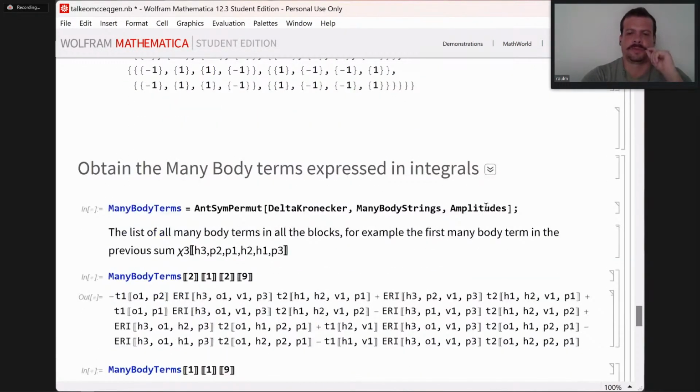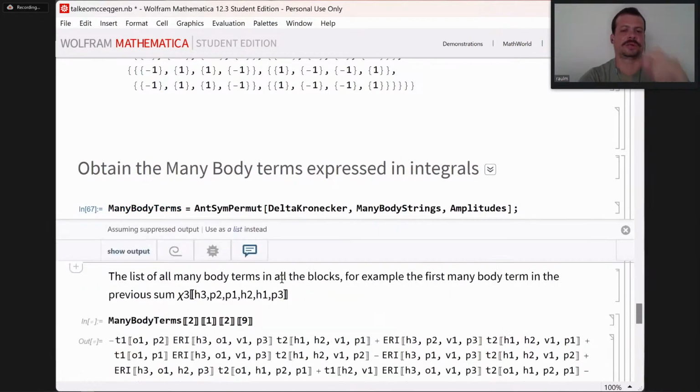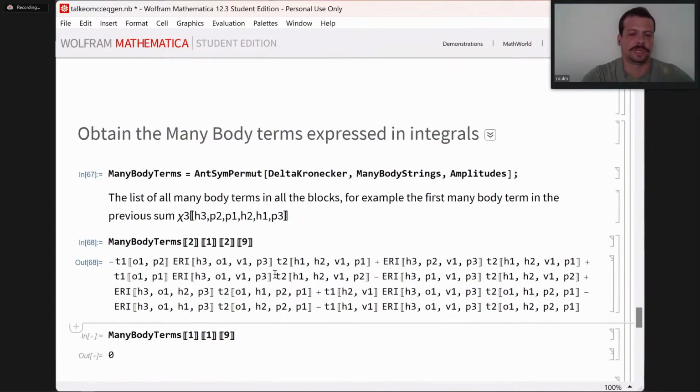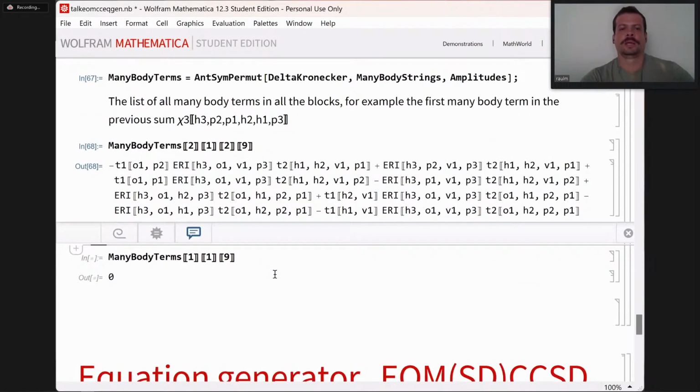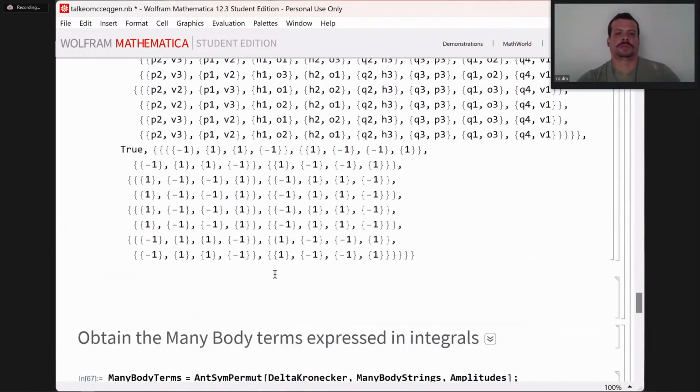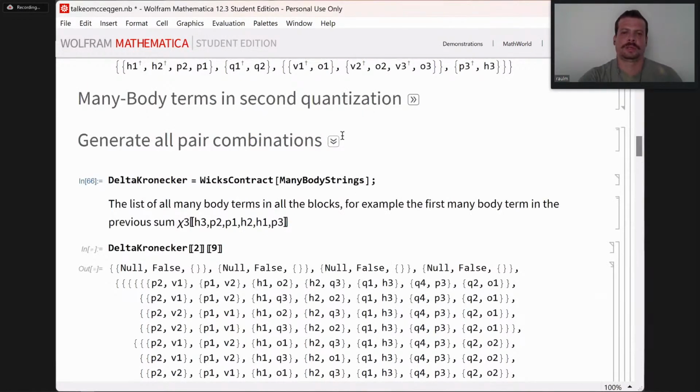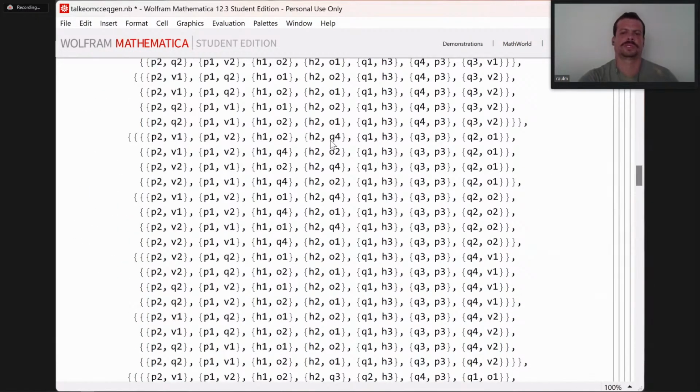And yeah, the final step, we generate these many-body terms in terms of the integrals and the amplitudes. So yeah, we obtain these equations. So yeah, the algorithm is like this. If you are not really familiar with the notation, it could be a little bit complicated for the first time. I understand that.